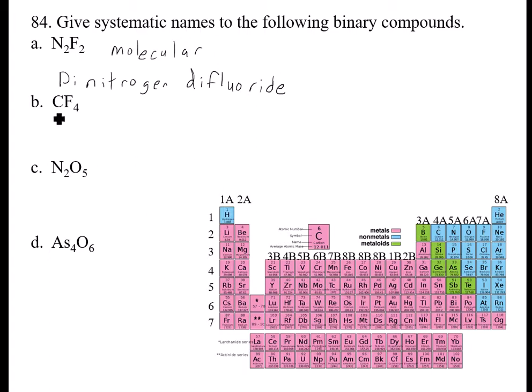Okay, the next one's CF4. Here's carbon, also a nonmetal. There's one carbon, but I don't put mono for one, so simply that's just carbon. It doesn't matter if there's a prefix there, one or not, but this is 4. The prefix for 4 is tetra. Again, this is the same thing as this one, so it's tetrafluoride.